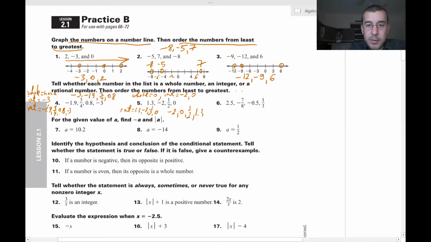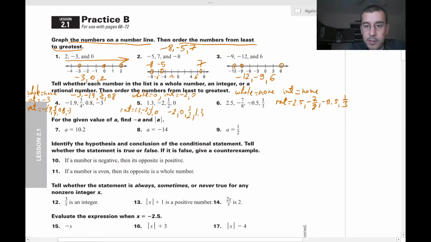Number 6, whole numbers. 2.5 is not, -7/8 not, -0.5 no, and 1/3 no, so none. Integers, no, no, no, and no, so no integers. And rational numbers, all 4. 2.5, -7/8, -0.5, 1/3. Okay.